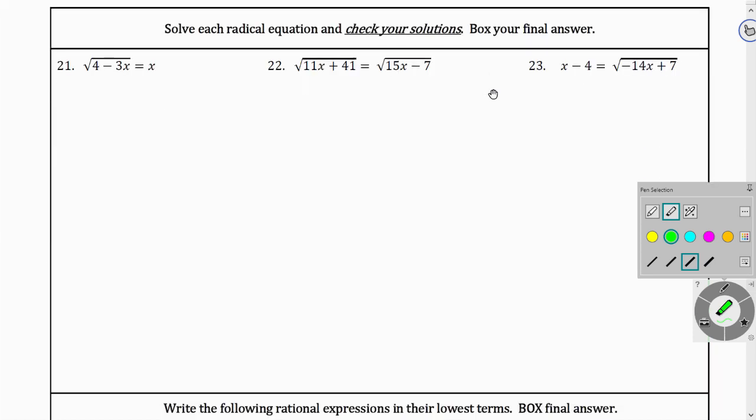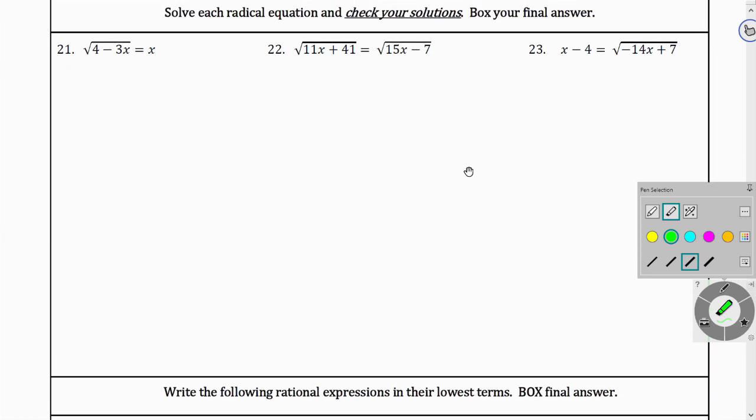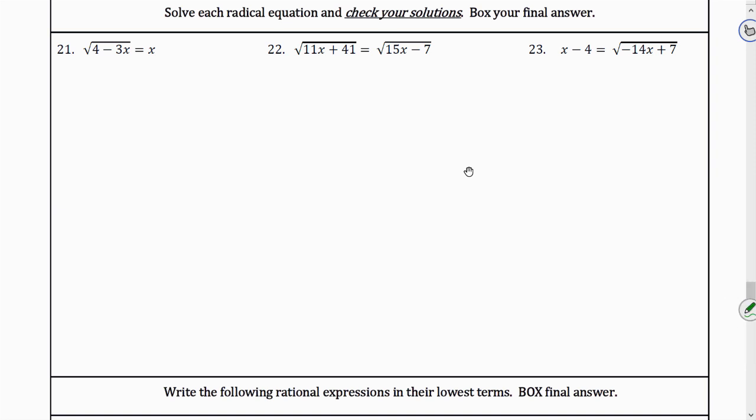Let's scroll up. Solve each radical equation and check your solutions, checking for extraneous solutions. The way we solve radical equations is we solve for a square root, and then we square both sides. And 21 is done for us already. That's very nice of them. So I'll just simply square both sides.